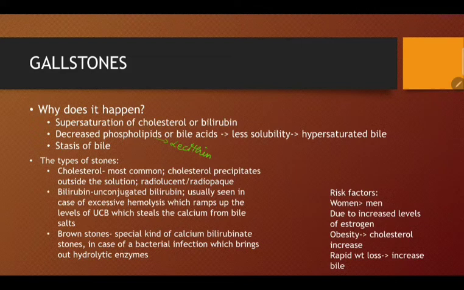The major one, and the most important one that you need to know, is cholesterol. Cholesterol is the most common one. It happens because there's hypersaturation with cholesterol. Usually when cholesterol stays in the bile, it can be taken up by bile salts and bile acids and made soluble. But if there's too much cholesterol, or there's not enough bile acids, there's some leftover cholesterol which sediments or forms cholesterol stones.